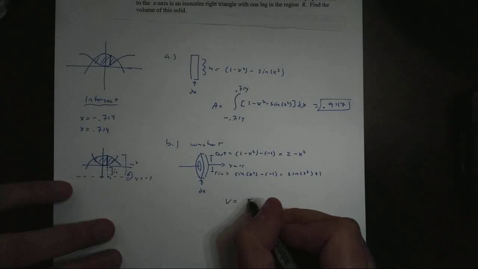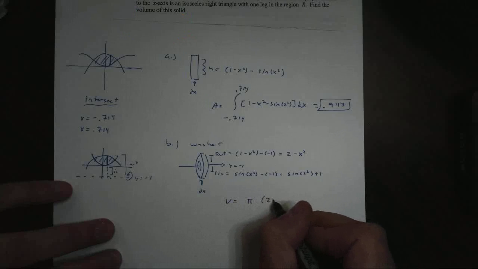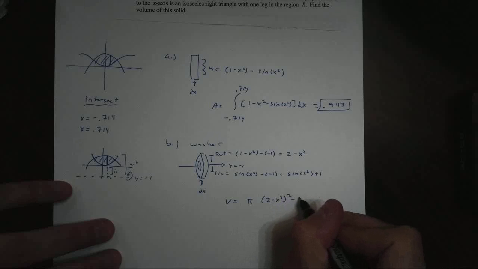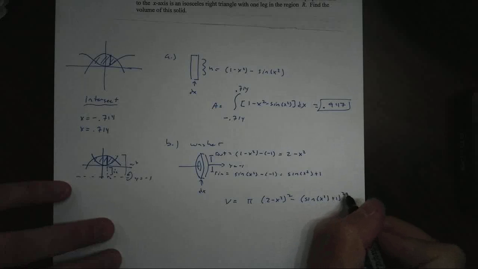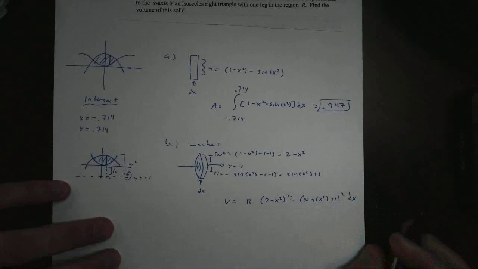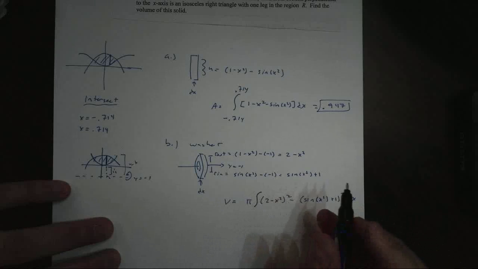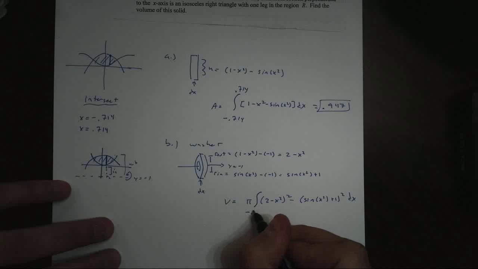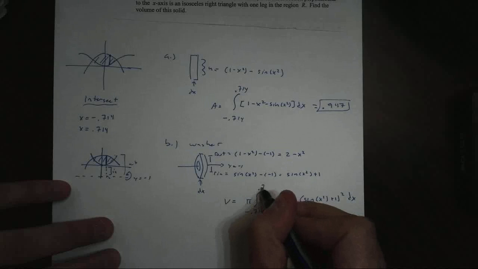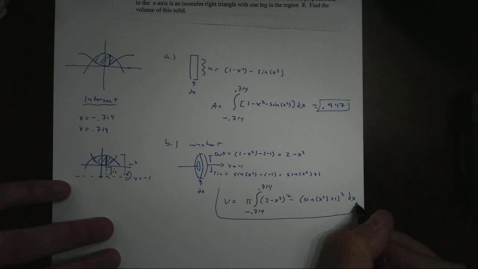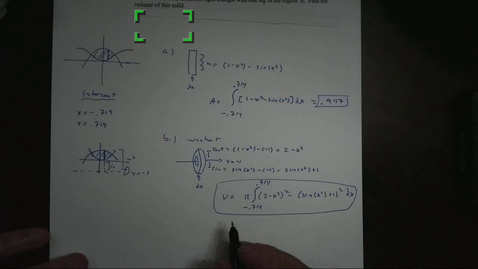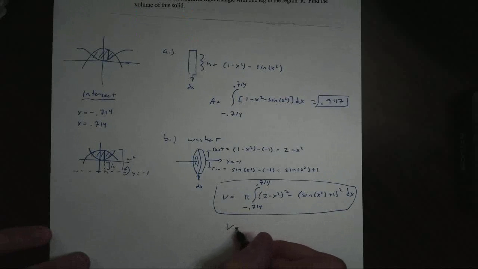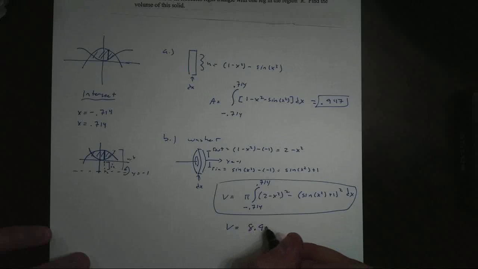So the volume is just pi times the radius of the outside squared minus the radius of the inside squared, times the thickness, dx. And we integrate that from negative 0.714 to positive 0.714. And we just type all of that in our calculator. Now, because of time, I know you guys are getting kind of bored listening to me, so I'm just going to give you the answer there. If you type all of that in your calculator, you get about 8.924.